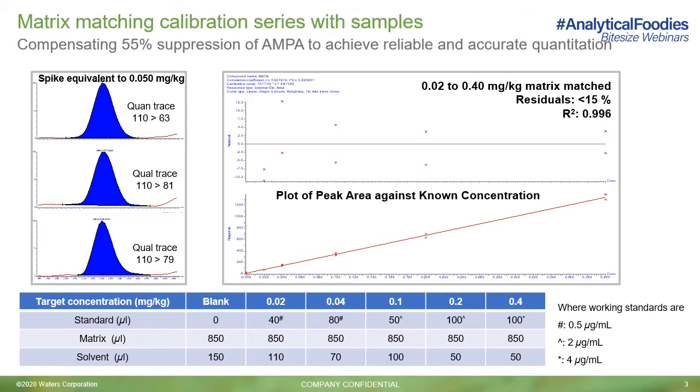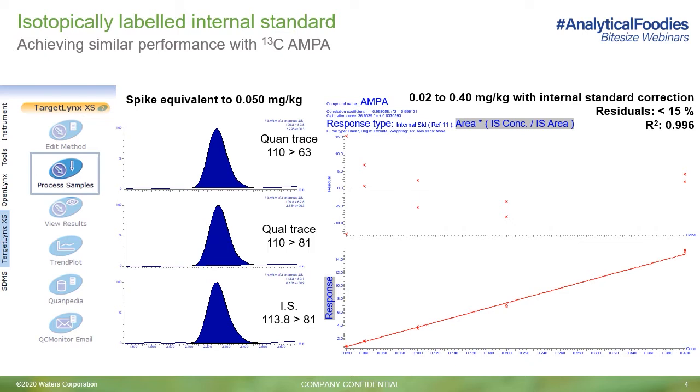The other commonly used technique to compensate for matrix effects in multi-residue analyses is the use of isotopically labeled internal standard. In this example, we've taken the same sample set of wheat flour, but prior to injection, we've added a fixed amount of carbon-13 internal standard for AMPA to all vials.